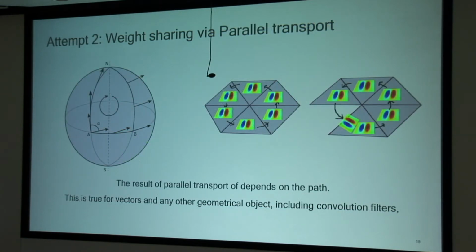Then there was another idea that's been proposed, which is to do weight sharing via parallel transport. Parallel transport is something you can define on any smooth manifold. It's visualized here for a vector-like quantity. We have a vector at A. We can basically move it over the manifold without changing it. Of course, it's changing in the embedding space, but looked at from the manifold, it's not changing. But hey, what happened when we get back? It's actually a different vector.